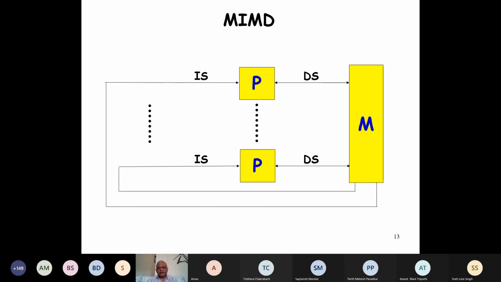MIMD, multiple instructions, multiple data, and these are practical. The multi-core computers are examples of MIMD computers. So here each core takes a different instruction stream and also has its own data stream, like a thread or a process and so on. And each thread has its own data, and they execute on different processors, and these are also important from a practical perspective.